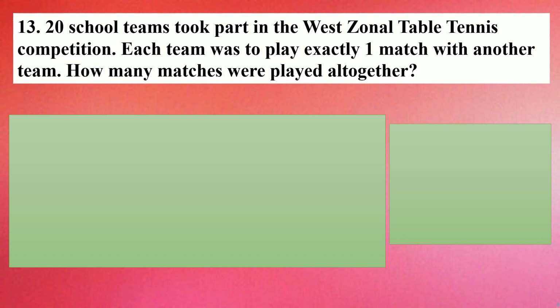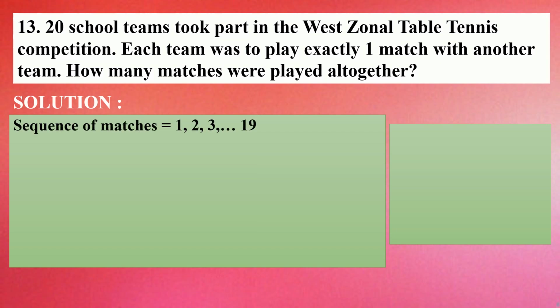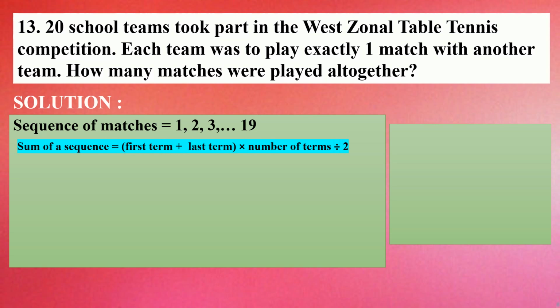Let us now look at the solution. The sequence of matches goes on like 1, 2, 3 until 19 because each team is playing with another team. So it goes on till 19. So the sequence of matches will be 19 matches. Number of matches will be 19.